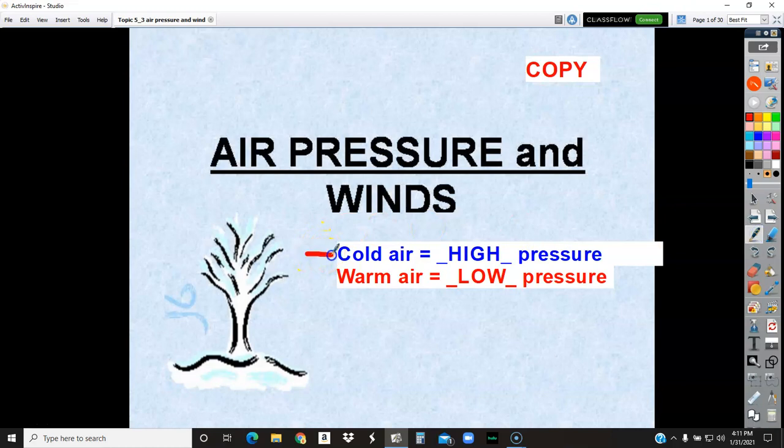Again, cold air is high pressure. Remember, high rhymes with dry, and think about when you usually have dry skin in the winter, when it's cold outside. So cold air is a high pressure system. Low pressure is warmer air and more moisture. Storms, like what we have coming in tonight and tomorrow.